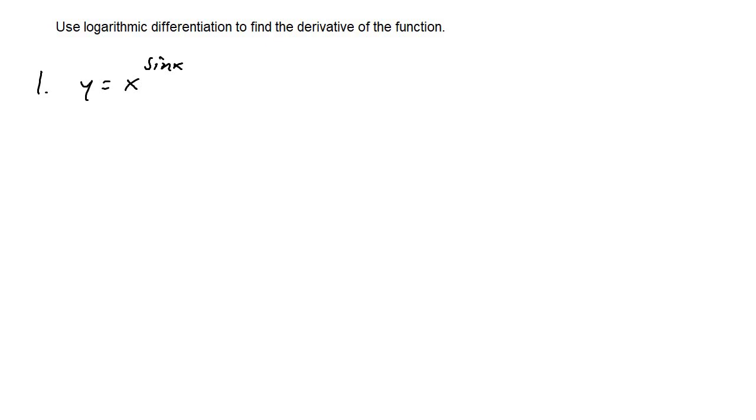And that's going to be the final answer. Now for this next problem, we have to use logarithmic differentiation to find the derivative of the function. So for number 1, we have y equals x raised to the power of sine of x. So we're going to do exactly what it says. Logarithmic differentiation, we're going to use logs to derive.